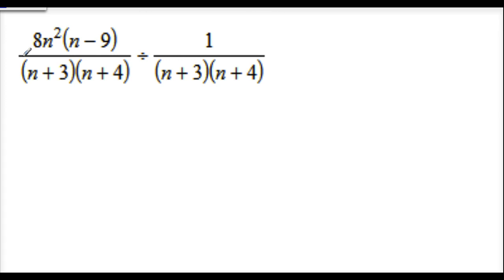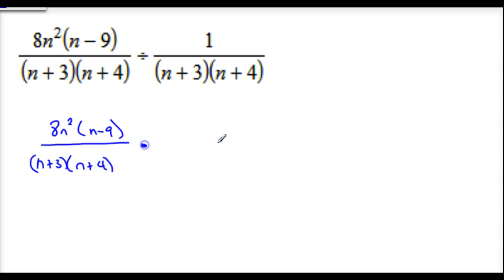Same thing here. Okay, I'm going to leave my first fraction as is. So 8n squared over n minus 9 over n plus 3 times the quantity n plus 4 times n plus 3 over n plus 4 over 1. So I just flip these. Alright. Once I have this, just go left to right.